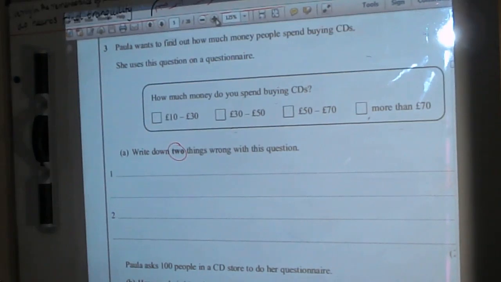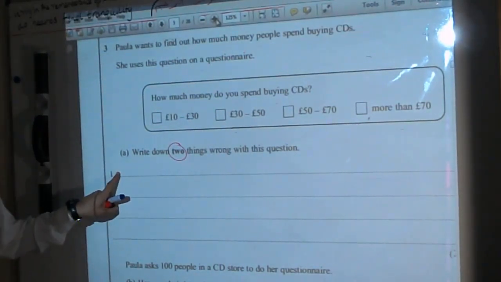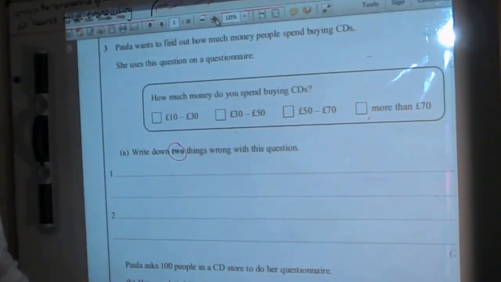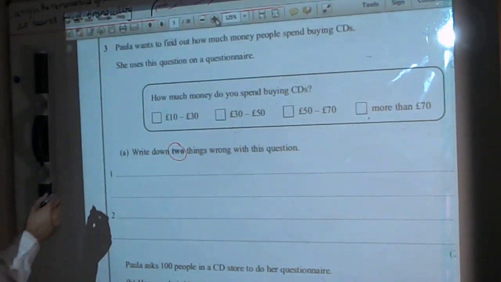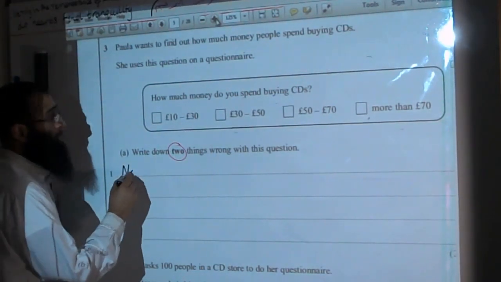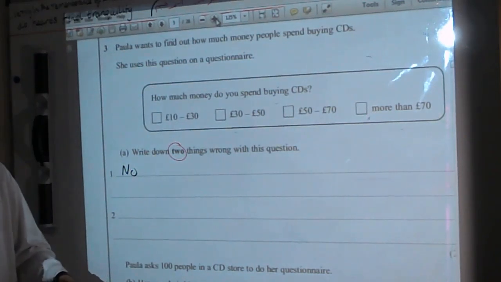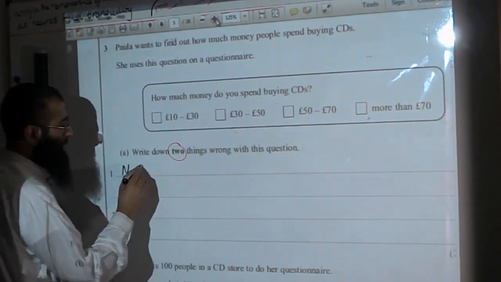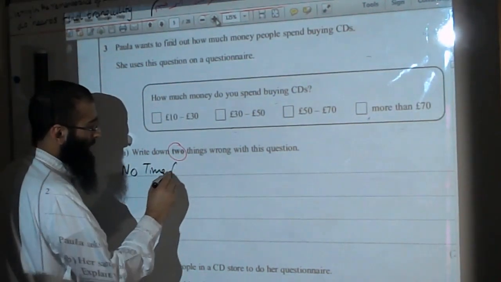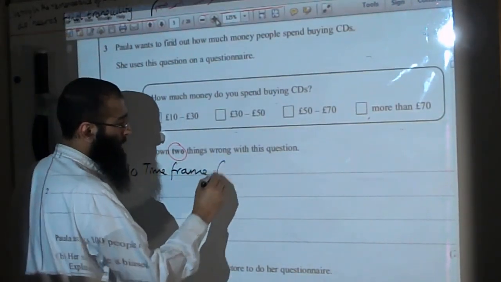Okay, let me just keep an eye there. Alright, let me know what's happening. 2 things wrong. So the first thing is, go on, Dishan. No time frame. Okay, there's no time frame, because you could buy CDs over a week, in a month, in a year, in your lifetime. So there's no time frame for the question.